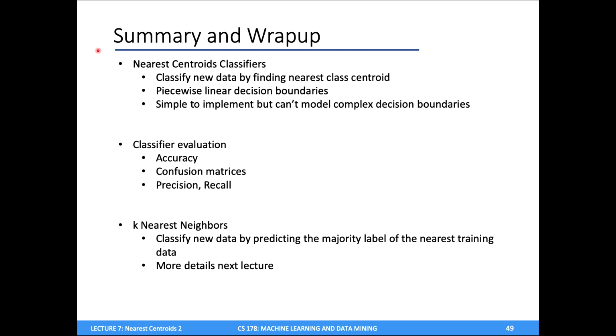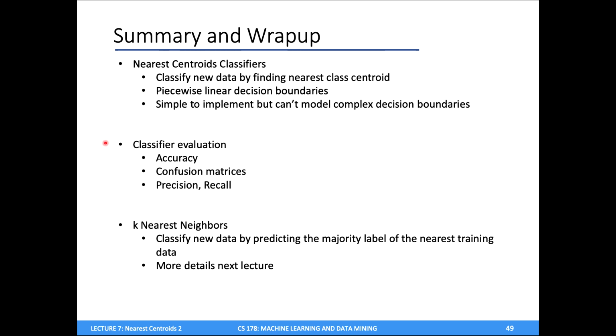Okay. So let's briefly summarize what we talked about today. Looks like we'll end a little early. So we went over nearest centroid classifiers again. And the idea here is we classify new data by finding its nearest class centroid. These have piecewise linear decision boundaries, and I showed you a simple proof of how to demonstrate this mathematically. These models are pretty simple to implement, easy enough to explain, but they're fairly limited and can't really model complex decision boundaries. And so nearest centroid classifiers often underfit our data sets. They get high error rates.